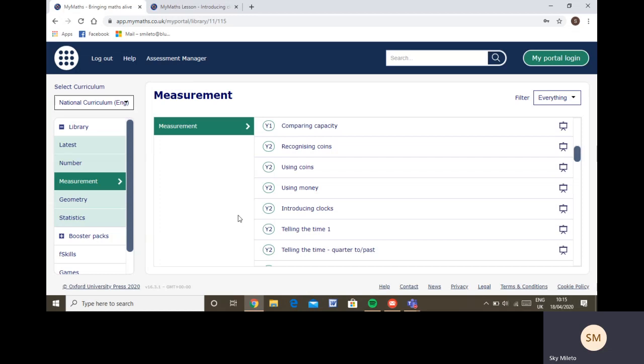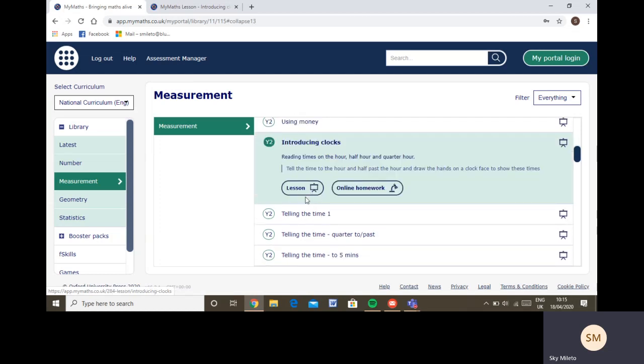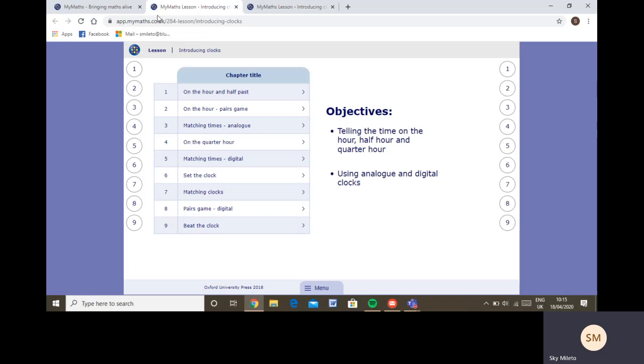Our first lesson is introducing clocks, which you can see here. You can do this with me. I will go through the lesson, but you could also have it up on your own computer with me. So I'm going to click on it, and I'm going to do the lesson. The online homework will be set for you through your My Portal login. The lesson is opening in a new tab, and today we're looking at introducing clocks.